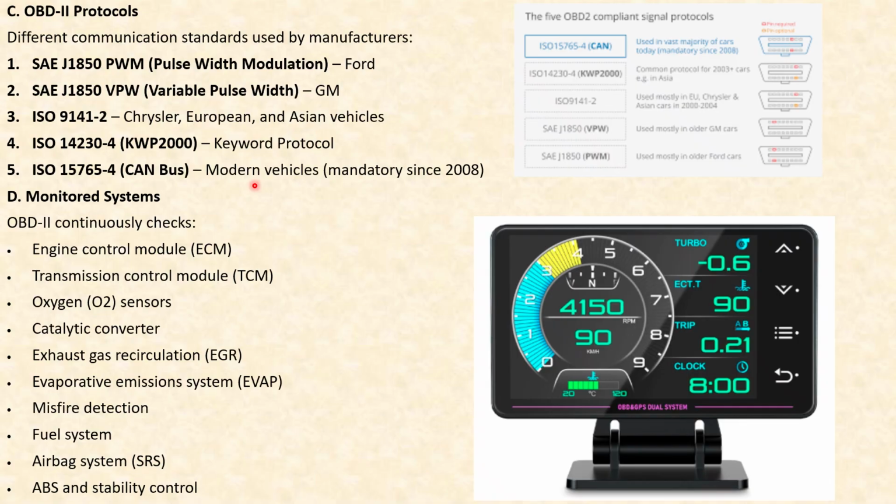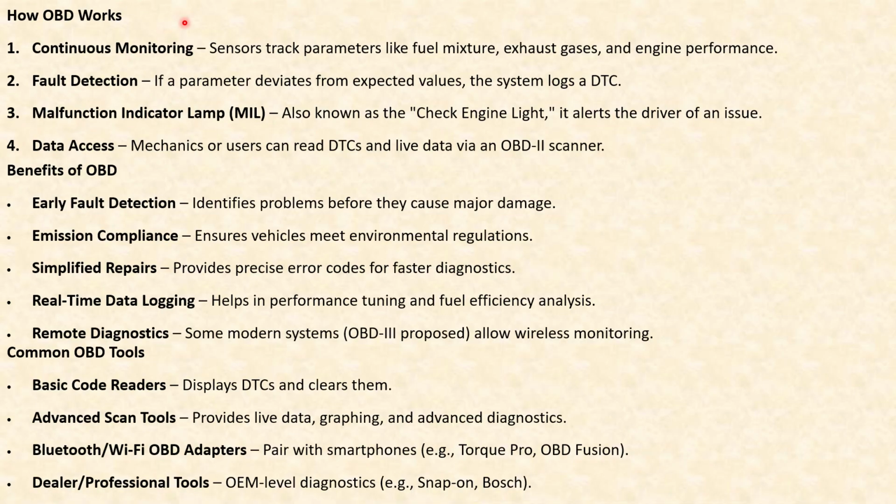The next important component is monitored systems. This OBD-II continuously checks various systems: the engine control module, transmission control module, oxygen sensors, catalytic converters, exhaust gas recirculation, evaporative emission system, misfire detection, fuel system, airbag system, and ABS and stability control. All these systems are proactively or constantly under the vigilance of OBD. Now, how does this OBD work?